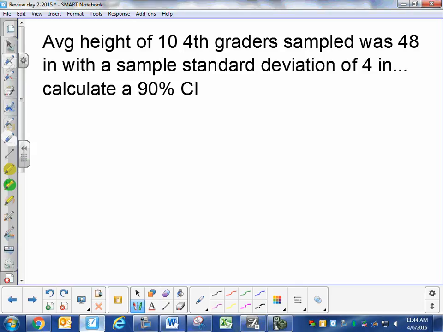Here's a question you'd see on your quiz. The average height of 10 fourth grader samples is 48 inches with a sample standard deviation of 4 inches. Calculate a 90% confidence interval and interpret it. There's not any groups. We're going to assume it's average heights of 10 samples of size 10, just to not have to worry about it too much.